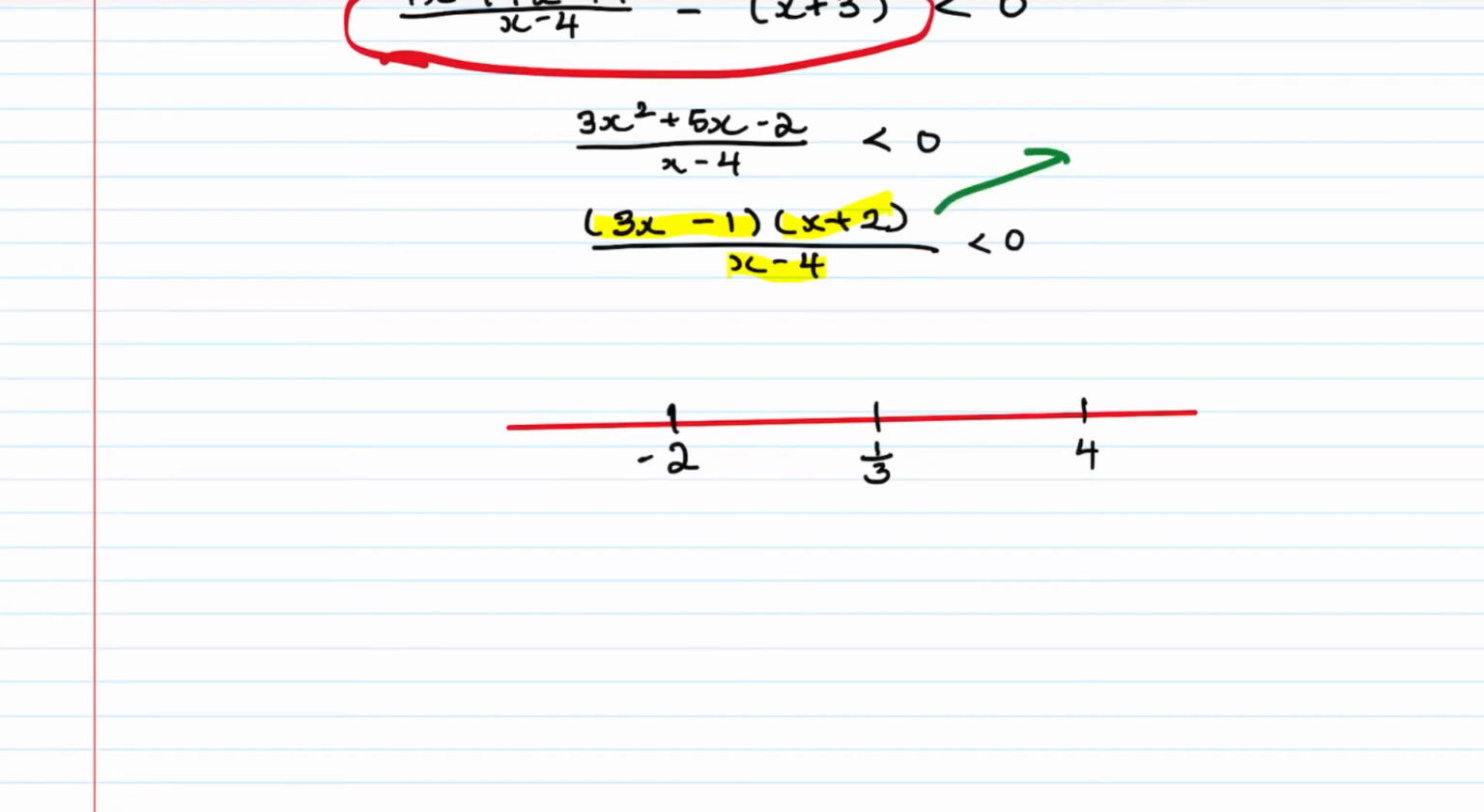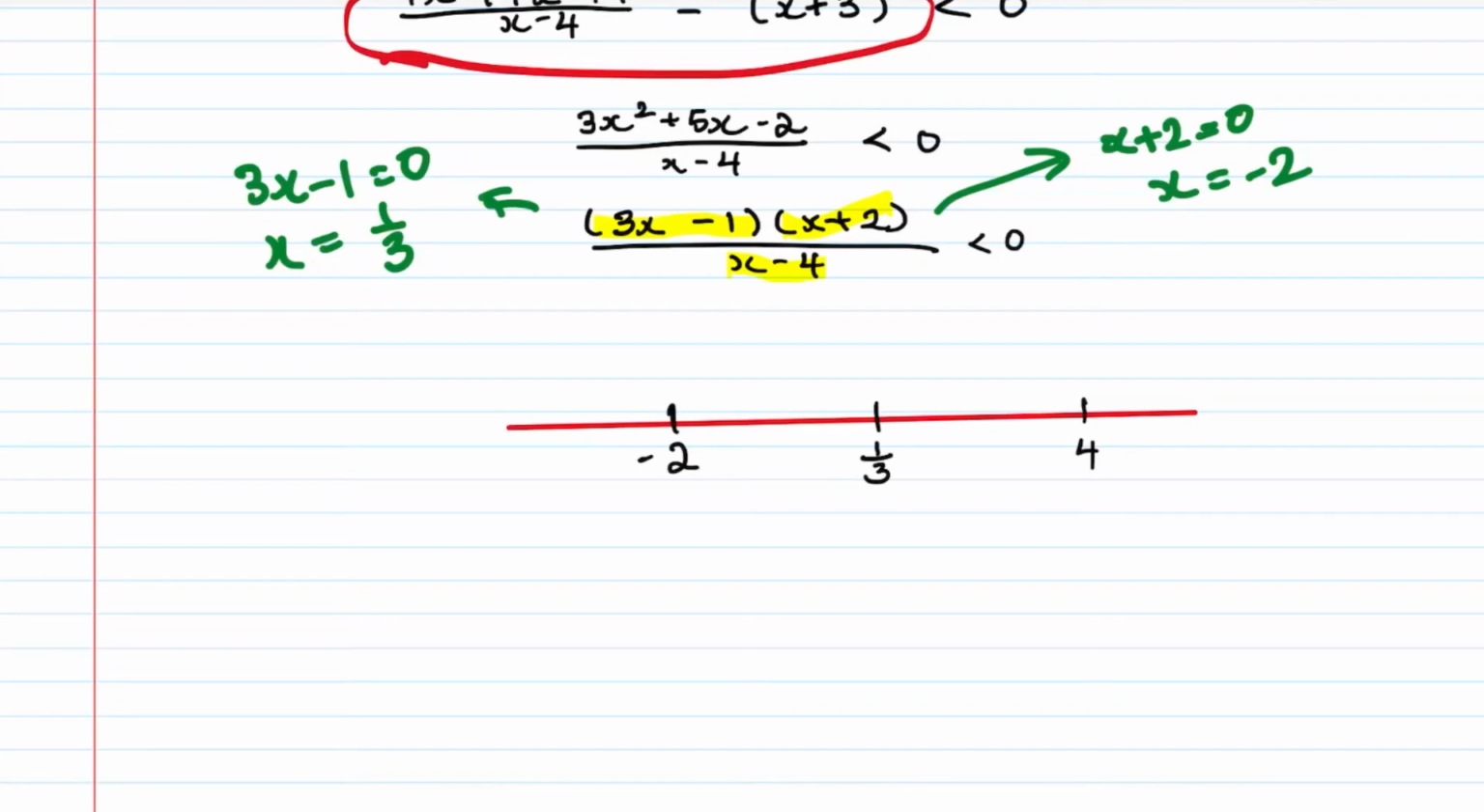So your x plus 2, basically what happens is you just need to equate this to become 0. You get a critical value of minus 2. Likewise, your 3x minus 1, you would just get x equals 1/3, and x minus 4 is just x equals 4. So these are my critical values.